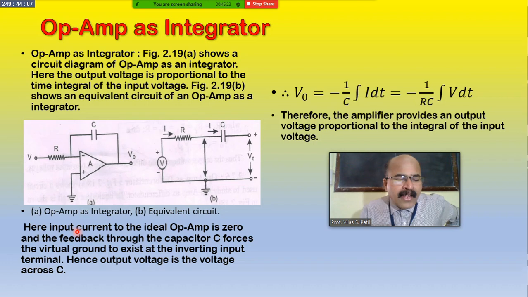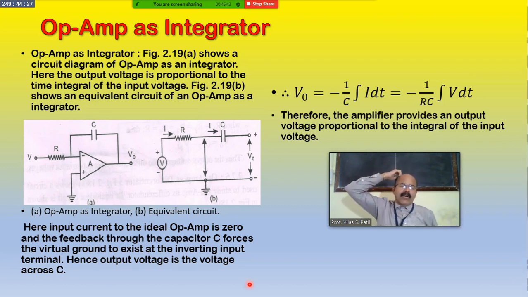Here the input current of an ideal op-amp is zero, and feedback through the capacitor C forces a virtual ground to exist at the inverting terminal. That is, this will be a virtual ground, and hence the output voltage is the voltage across the capacitor. The output voltage is the voltage across the capacitor, that is V0, and V0 is the integration of V.